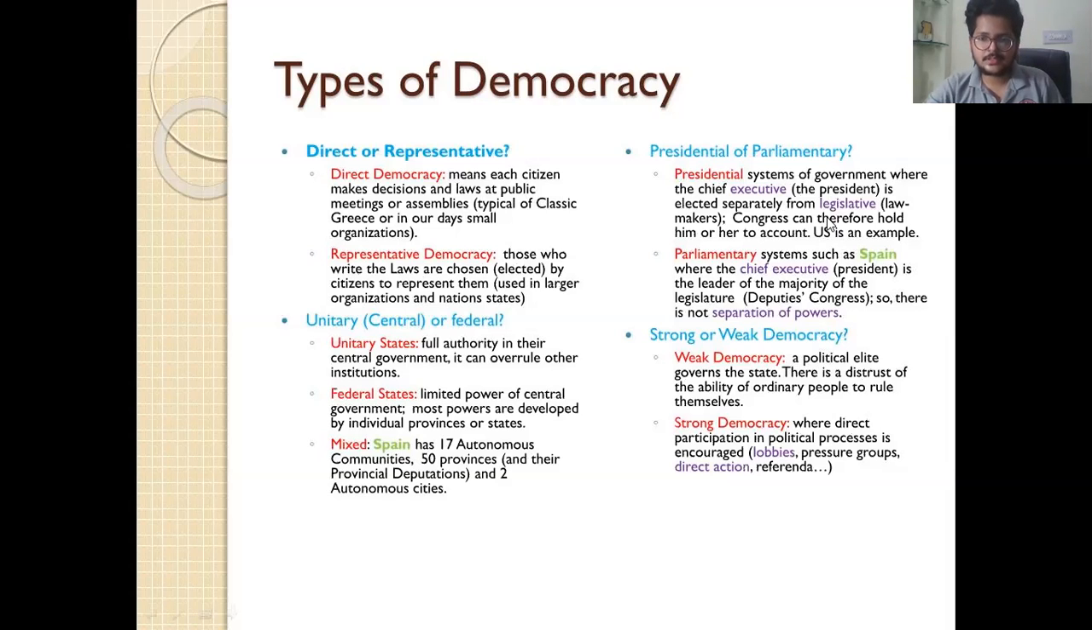Presidential system of government is where the chief executive, that is the president, is elected separately from legislative lawmakers. Congress can therefore hold him or her to account. The US is an example. In a presidential form of democracy, the president is always the chief executive head of the government or country. The president is elected separately from the legislative.